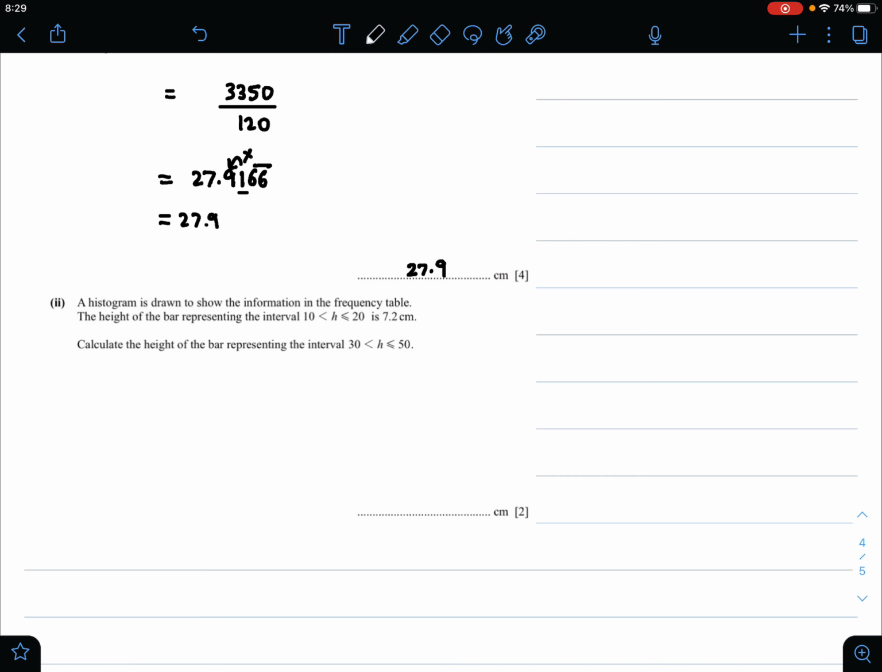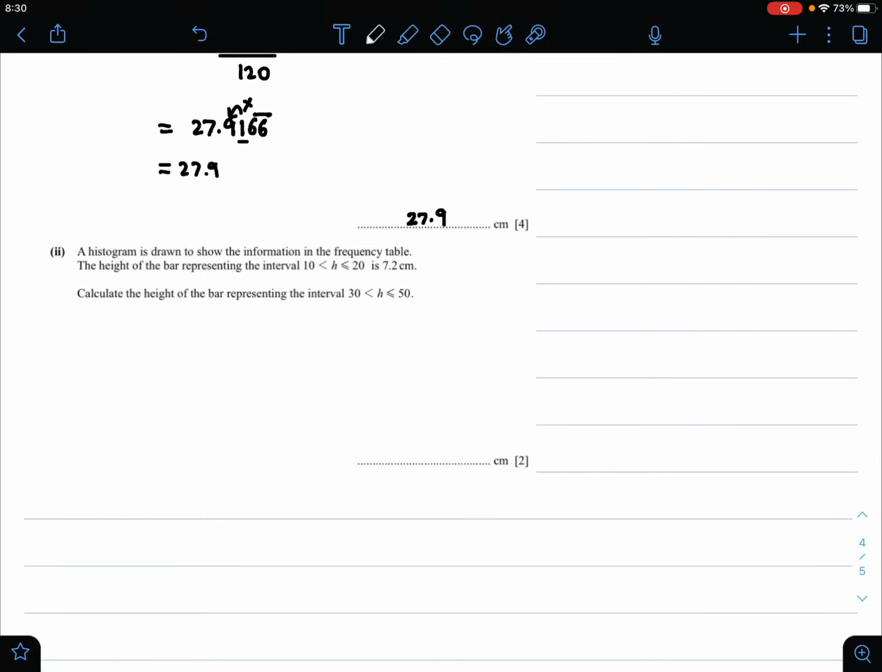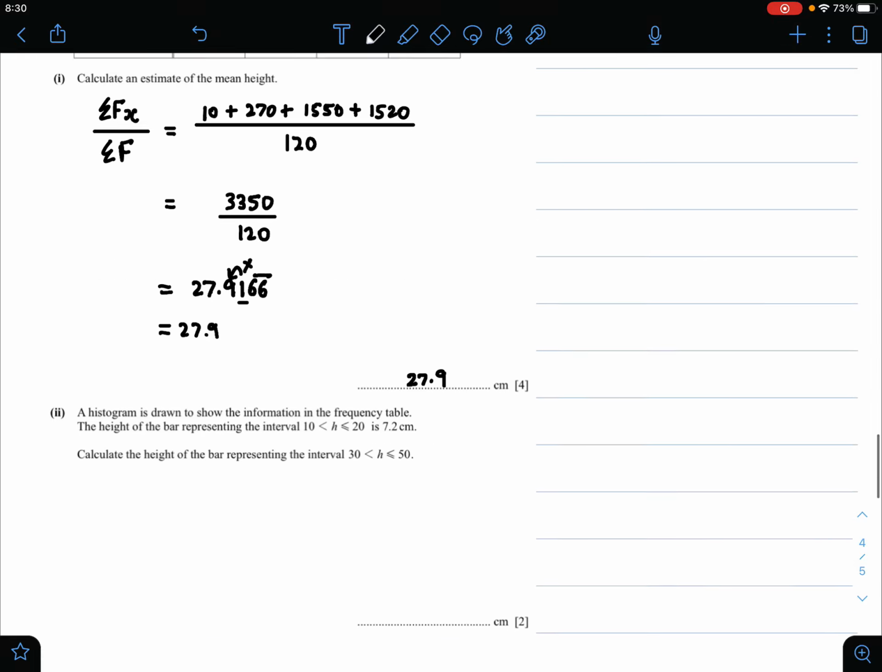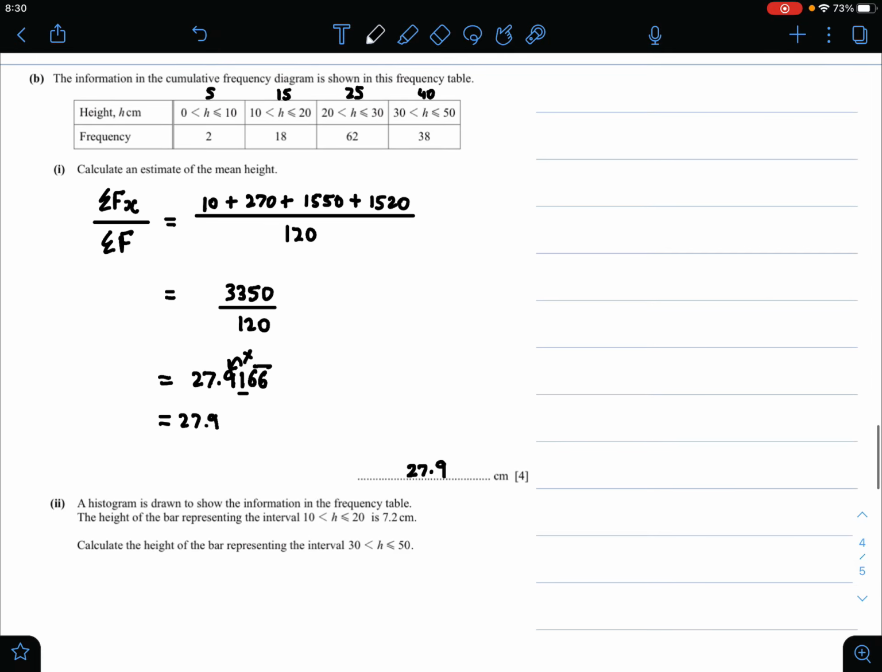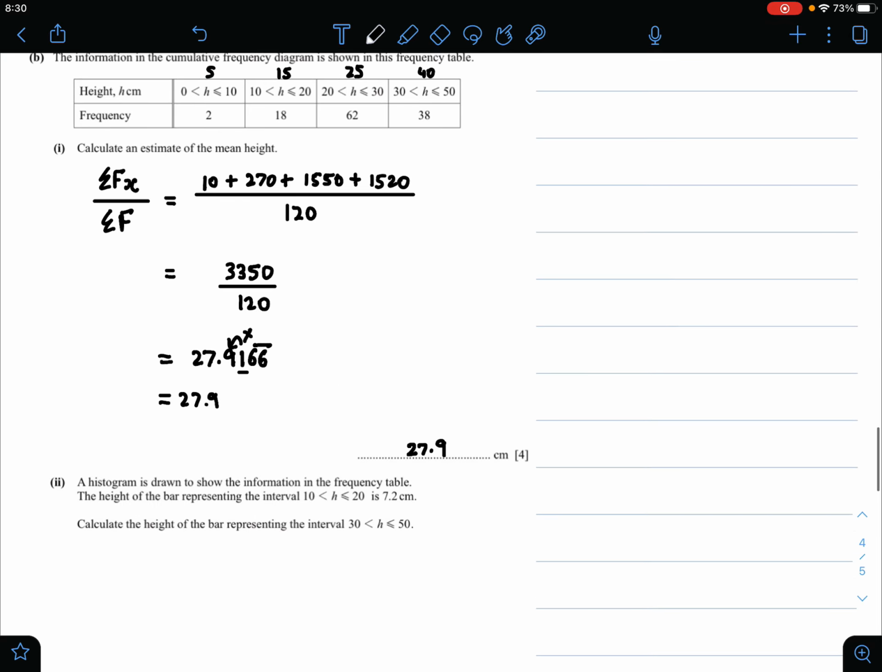Now for part B2, they are telling us that the height of the bar representing the interval 10 to 20 is 7.2 centimeters, and they are asking us to calculate the height of the bar representing the interval 30 to 50. The easiest way to do this is to first find a constant that we can use to calculate the height of the bar. So how we do that is we take the frequency and divide it by the class width. So for the class width of 10 to 20, the frequency is 18.